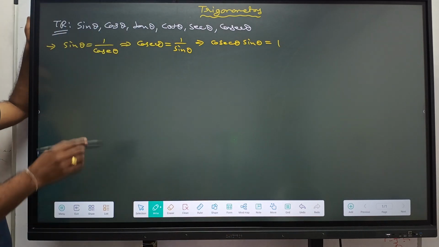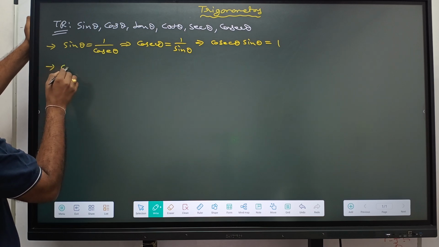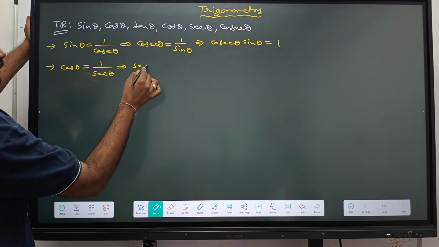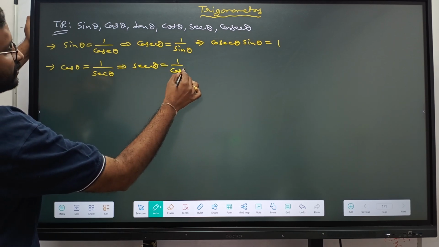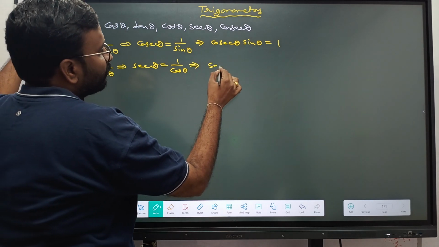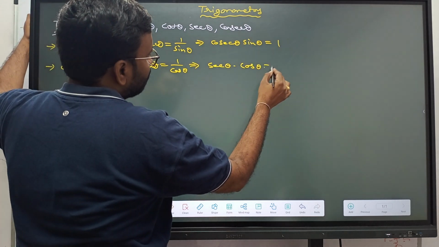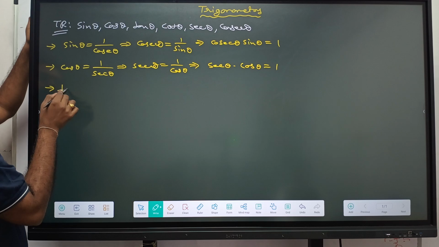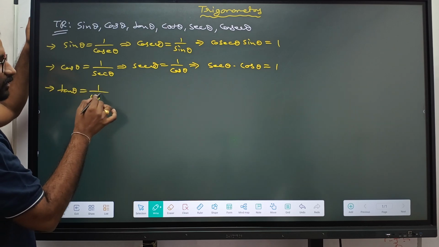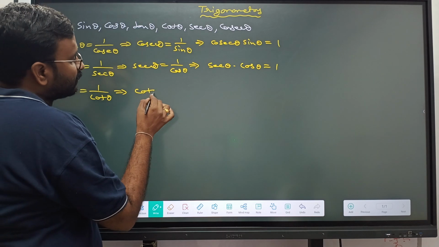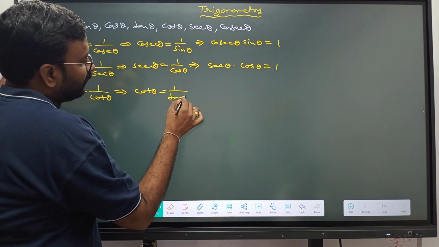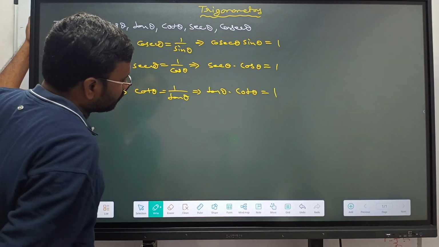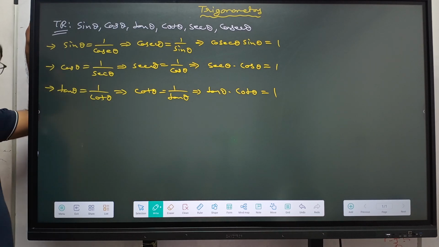The same way, the second one: cos theta is reciprocal of secant theta, secant theta is reciprocal of cos theta. So you get one formula: secant theta into cos theta is always equal to 1. Third one, tan theta is reciprocal of cot theta, and cot theta is reciprocal of tan theta. Therefore, tan theta into cot theta is always 1. So these are the product formulas we have.